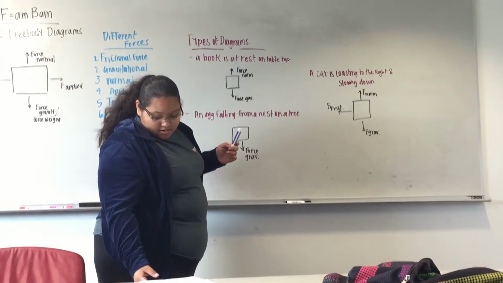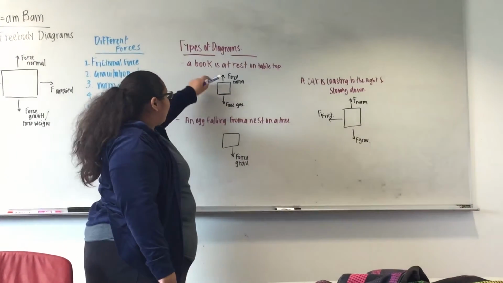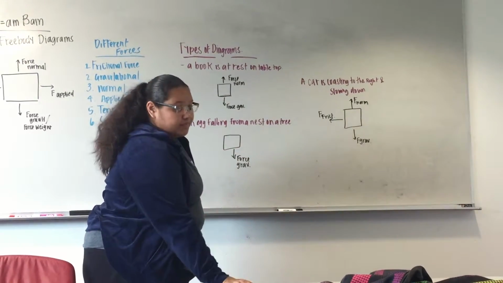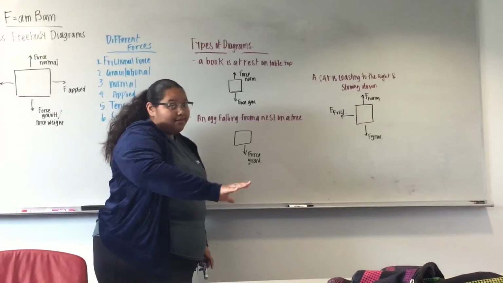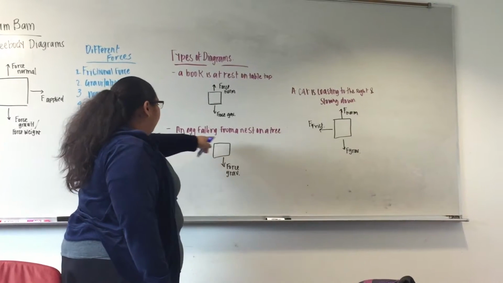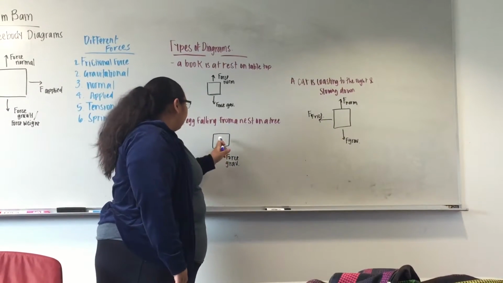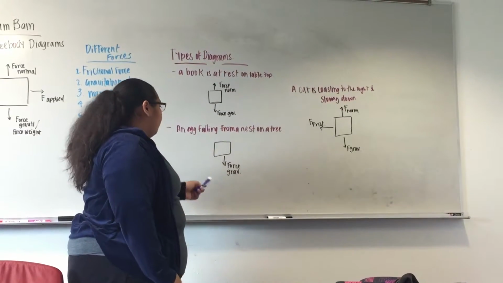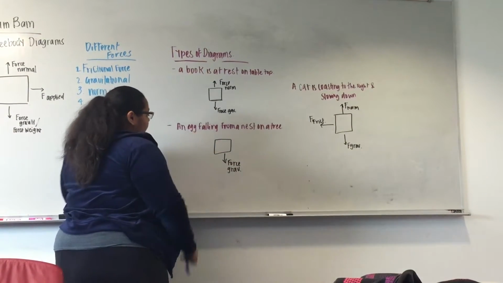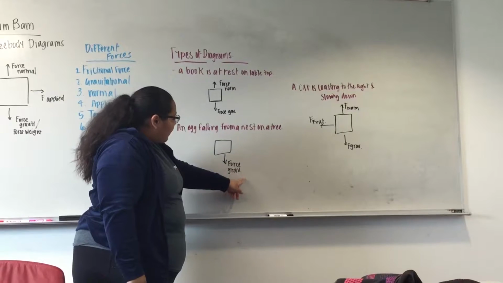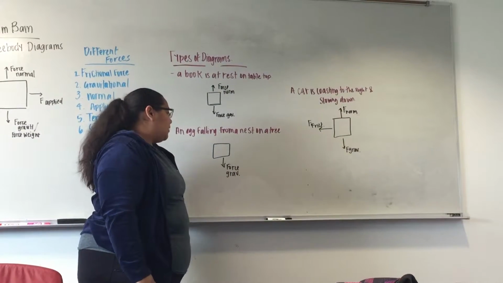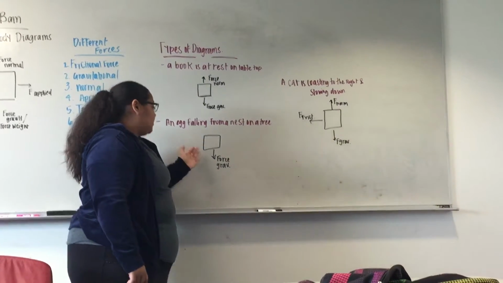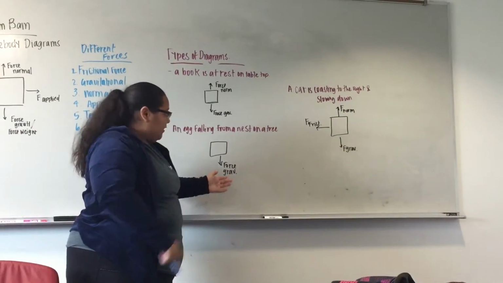Balanced forces, because you have force normal and force gravity canceling each other out to have the object at rest. An egg falling from the nest on a tree. This would represent the egg, and imagine it on a tree. So the only thing that would be acting on it would be force gravity. And this is an example of unbalanced force, because the only force acting on it is gravity itself.